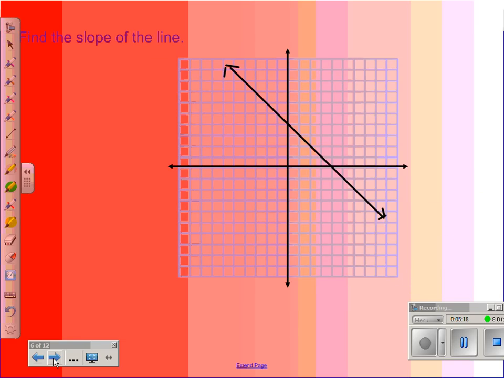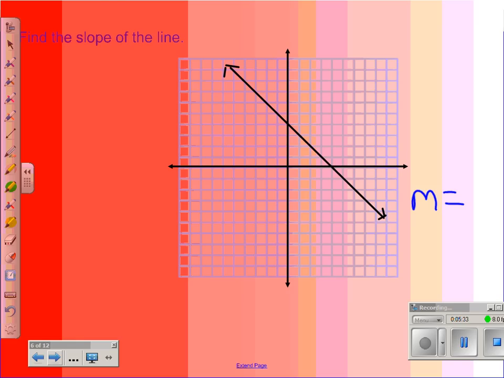Now, the first thing you want to ask yourself on this one is, is it going up or is it going down? And I think that we would all agree that it's going down. That's going to make it a negative slope. So if it's negative, this one's a little different because I don't have points highlighted on the line, so I'm going to have to choose them.